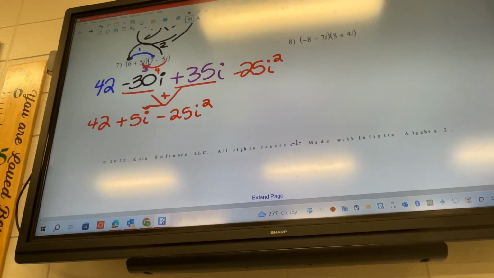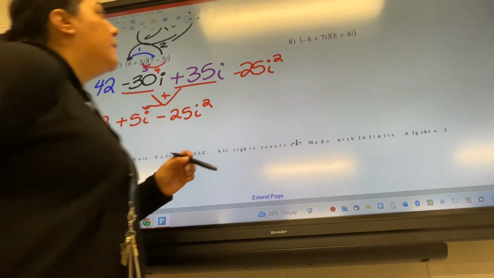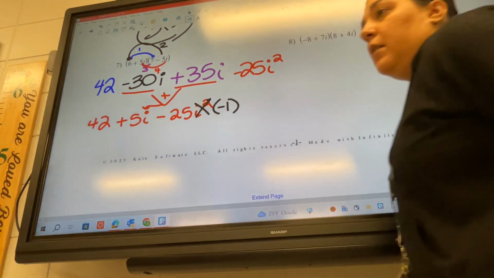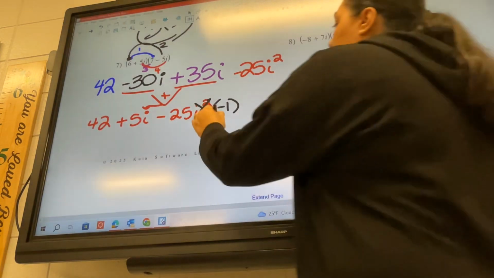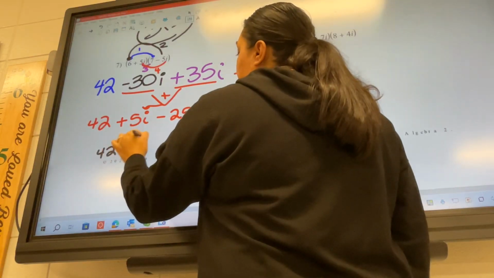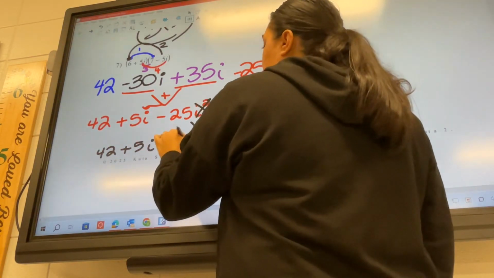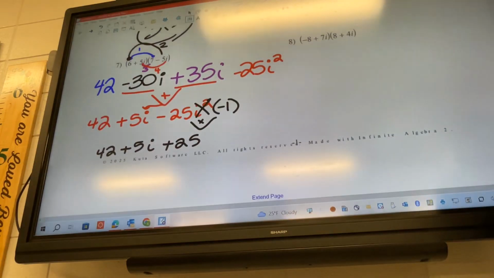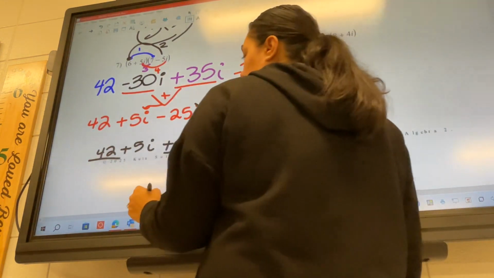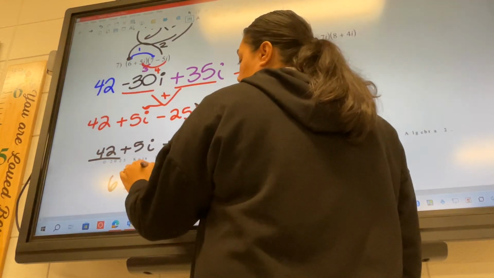Okay, so what needs done next? Get rid of the squared. Okay, i squared. What are we going to change that to? Negative 1 in parentheses. Multiply. Okay, and then multiply these two. So we got 42 plus 5i plus 25. Negative 25 times a negative 1 is a positive 25. Then what? Add 25 to 42. What is 42 plus 25? 67, plus 5i.